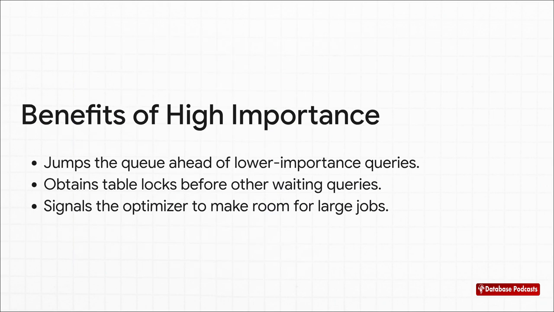Now, giving a query high importance does way more than just let it skip the queue. It gives you 3 really powerful benefits. First, yes, the CEO's query jumps right ahead of the analyst's. That's a given. But second, it also helps with locking. So if both queries need to access the same table, the high importance one gets the lock first. And third, and this is really cool, it actually sends a signal to the query optimizer to start freeing up resources, getting everything ready for this critical job to run.